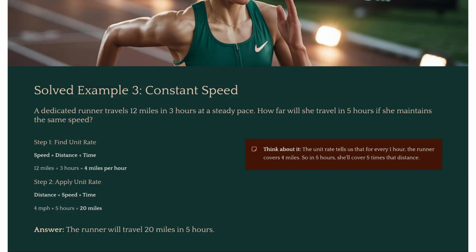Let's use the unit rate to solve a constant speed problem in example 3. A runner travels 12 miles in 3 hours, and we want to know how far she travels in 5 hours. Step 1. Find the unit rate. 12 miles divided by 3 hours equals 4 miles per hour, 4 mph. Step 2. Now that we know she runs 4 miles every hour, we multiply 4 mph times 5 hours to find she travels 20 miles.